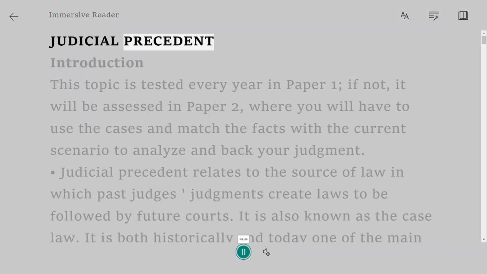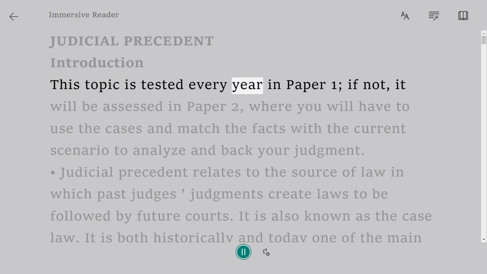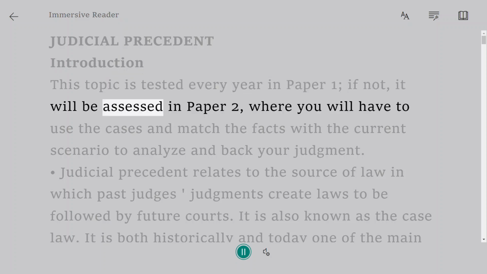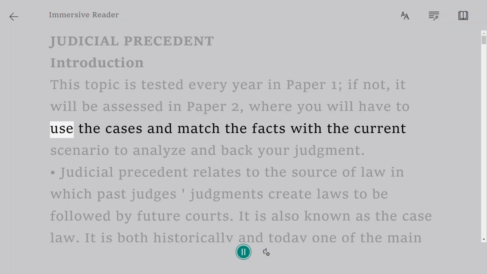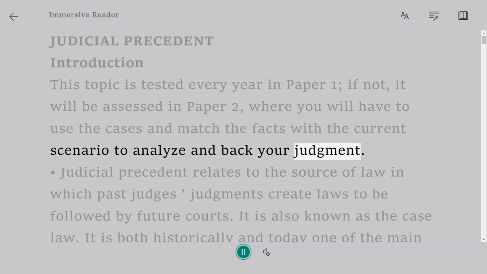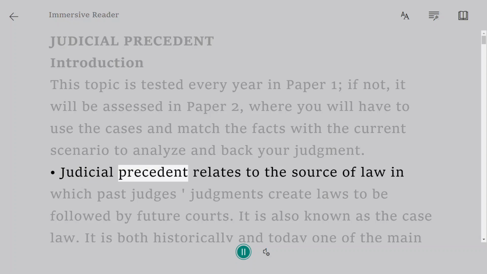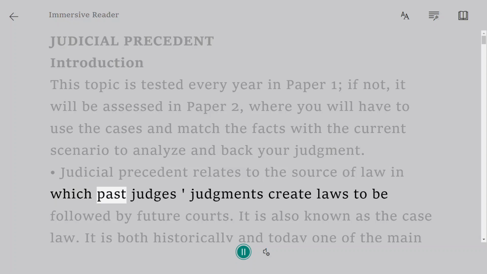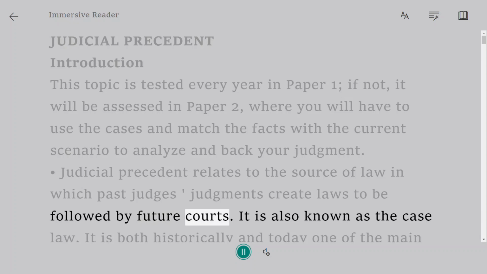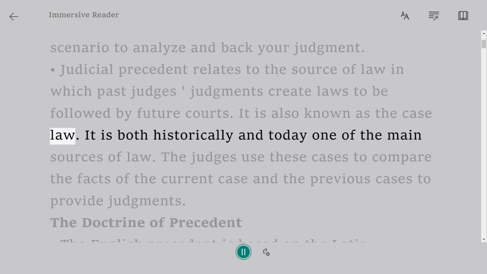Judicial Precedent. Introduction. This topic is tested every year in Paper 1, if not, it will be assessed in Paper 2, where you will have to use the cases and match the facts with the current scenario to analyze and back your judgment. Judicial precedent relates to the source of law in which past judges' judgments create laws to be followed by future courts. It is also known as case law.